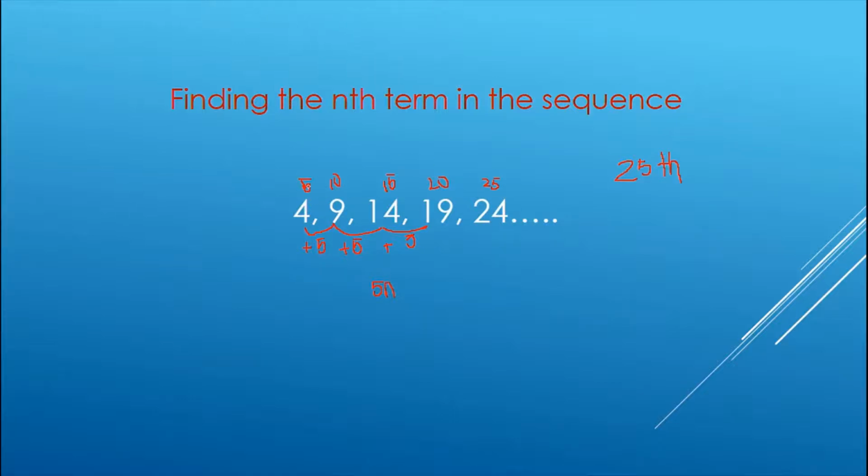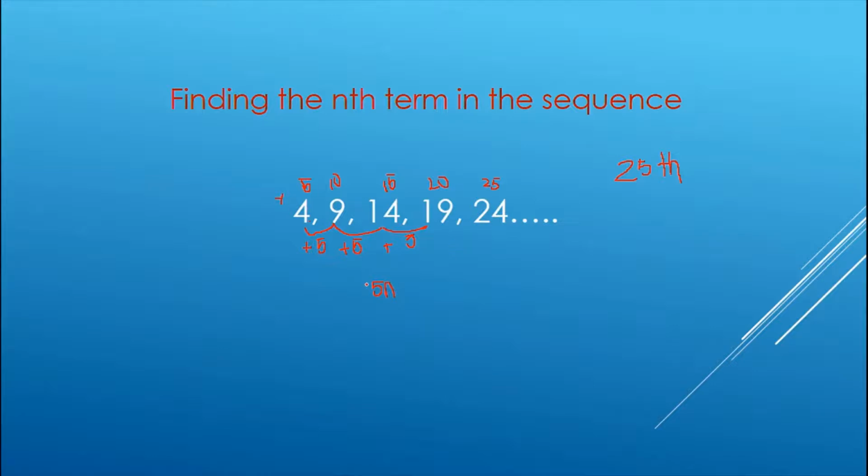Now the next thing that we are going to do is identify what happened to 5 here to make it 4. What happened to 10 here to make it 9? What happened to 15 to make it 14, 20 to 19, and 25 to 24? Based on the given, we subtract 1. So 5 minus 1 is 4. 10 minus 1 is 9. 15 minus 1 is 14, and so on and so forth.